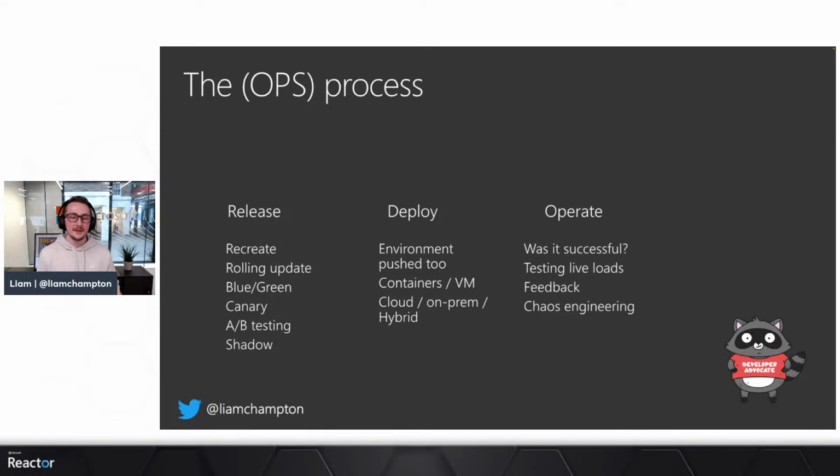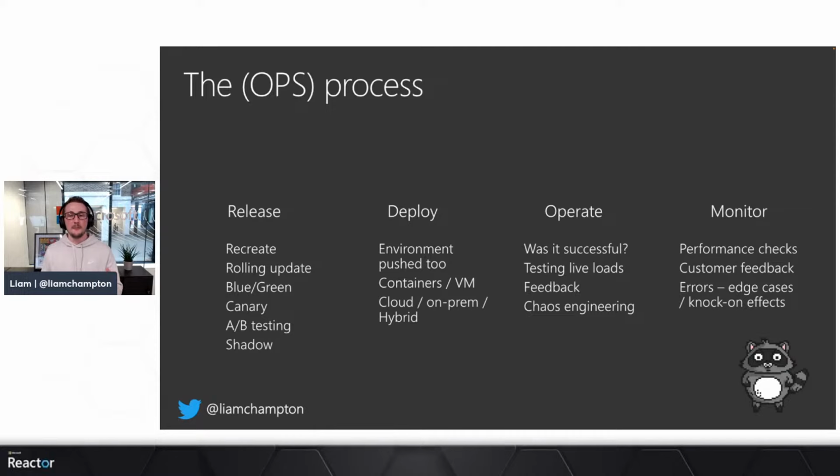Following that up with operate, that is, was it successful? Did your code deploy successfully? Is it working the way you want it to? Are you testing live loads? Is it behaving? What kind of feedback are you getting from your application at this point? And this is a perfect time for some chaos engineering. You can throw out some new small feature without testing it properly, see how it handles in the wild. That's kind of the idea behind that one.